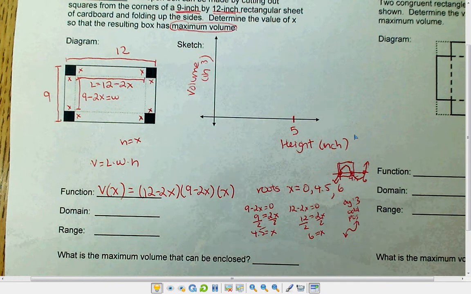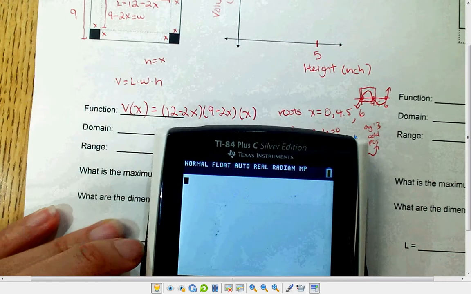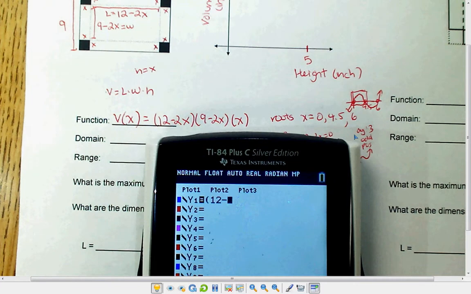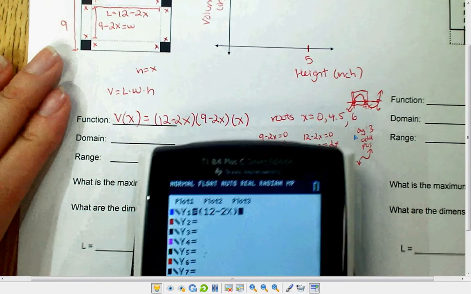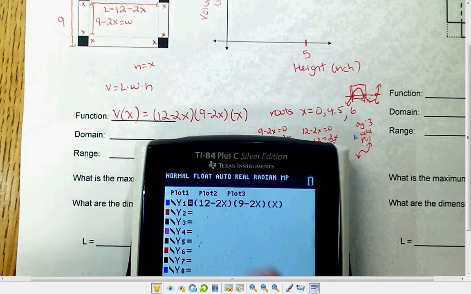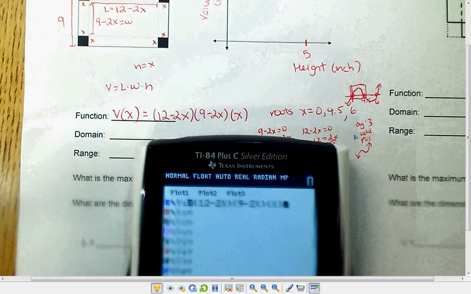Once we're labeled, let's now go to our graph. We're going to go to my calculator, go to y equals, type in 12 minus 2x, in close parentheses, open 9 minus 2x, close parentheses, and x. So everything you've written here, you should put into your calculator.